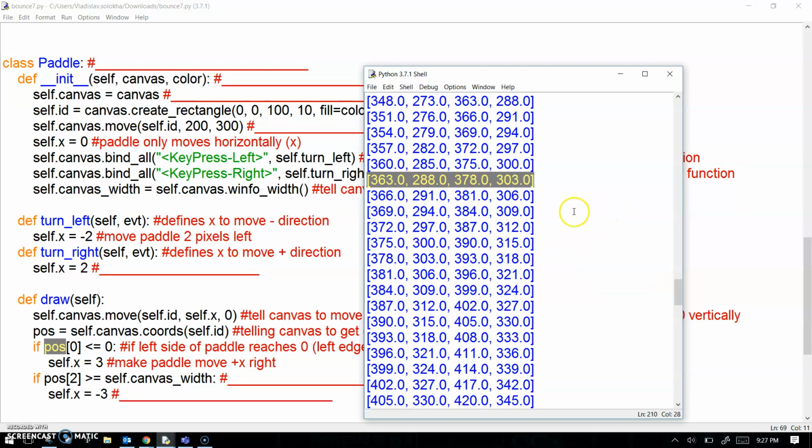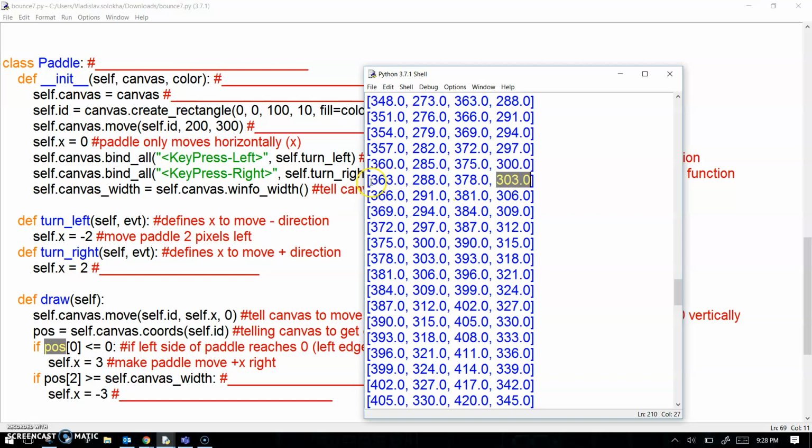So the left side of the ball is represented by this number. This first number is always smaller than this third number because this represents the x position of the left side of the ball. This represents the right position of the ball. This number is always smaller than this number because this second number represents the top side of the ball and this represents the bottom side of the ball.